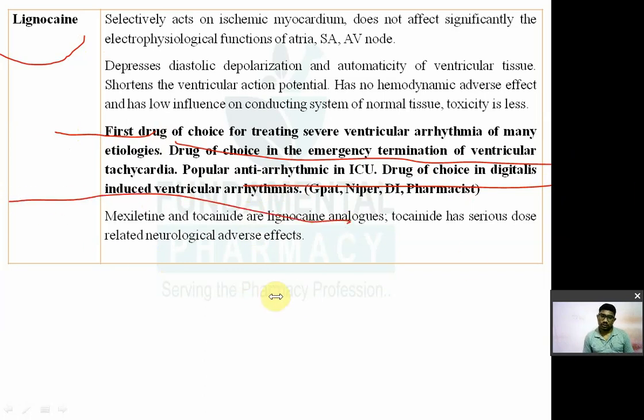Remember, mexiletine and tocainide are lignocaine analogs, meaning drugs similar to lignocaine. Tocainide has a serious dose related neurological adverse effect.